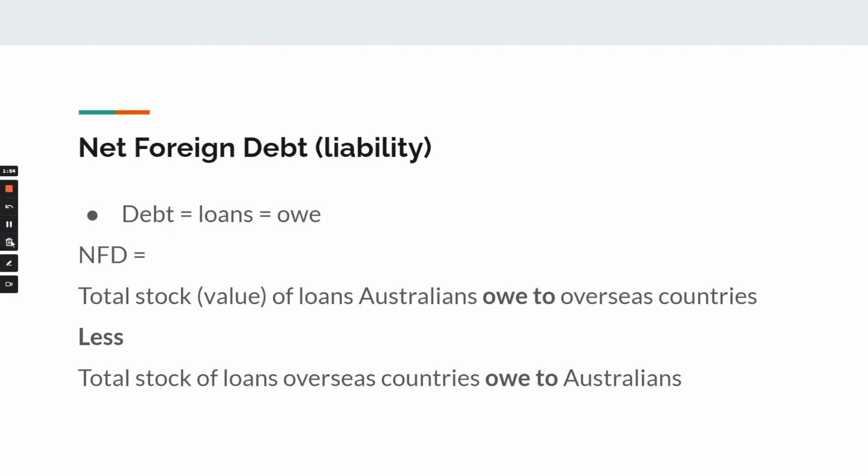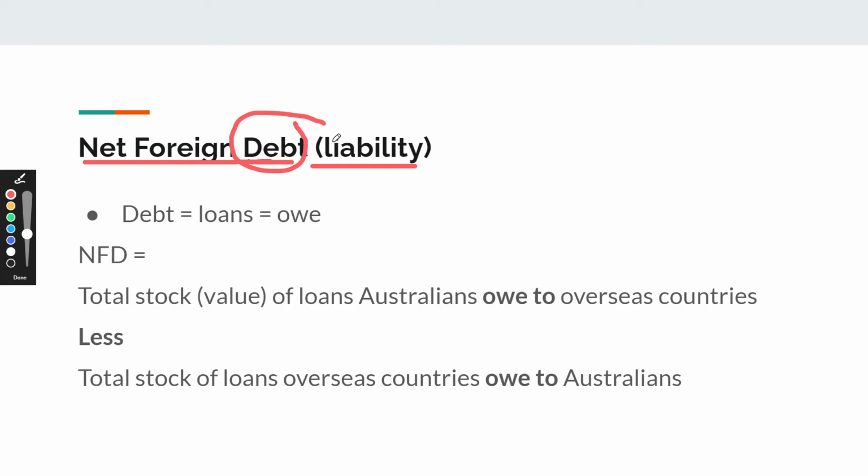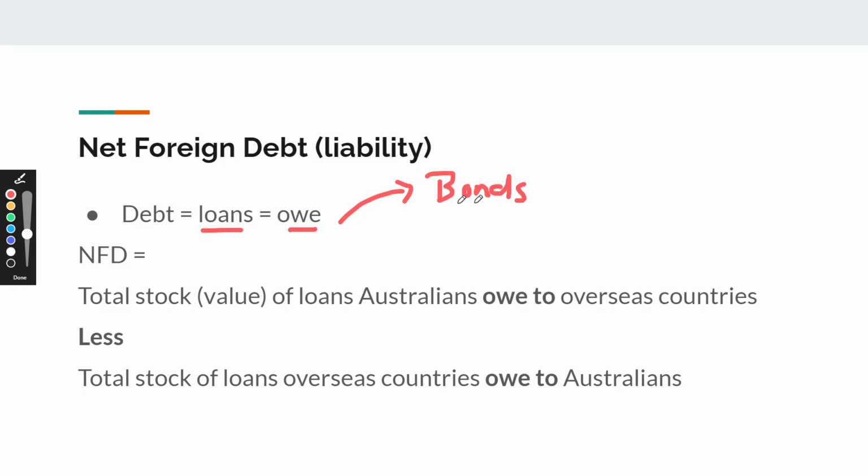So the first one is called net foreign debt, but I would love for this to be called net foreign debt liabilities, because what we measure in net foreign debt is what we owe. So owe is important. A debt is something that you owe. So this is in the form of a loan, or it could be in the form of a fancy loan called bonds, which is really how big loan transactions are made, huge loan transactions. But you don't need to know about that yet.